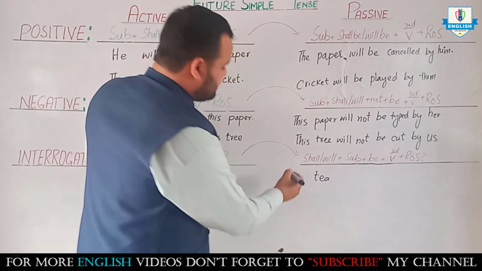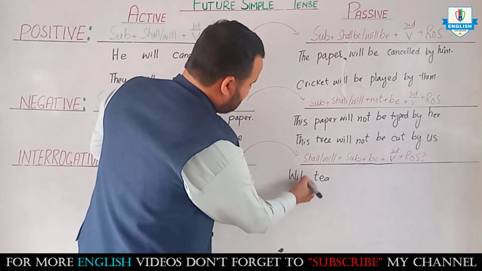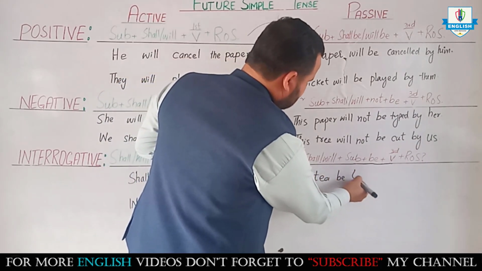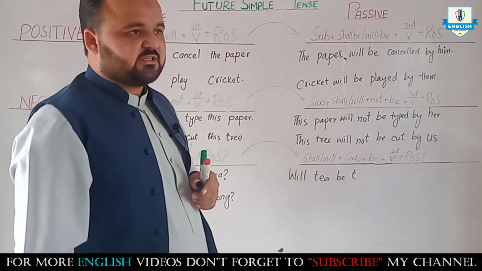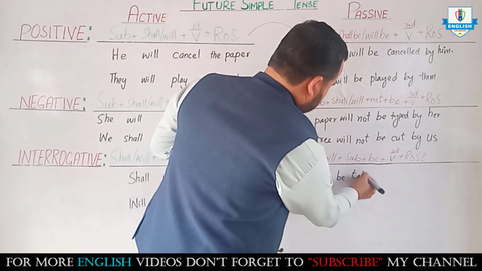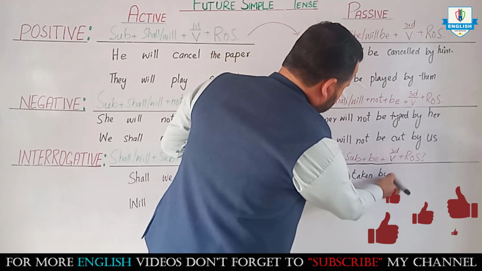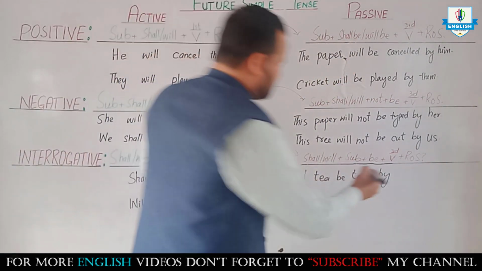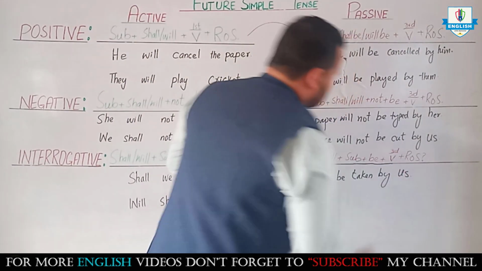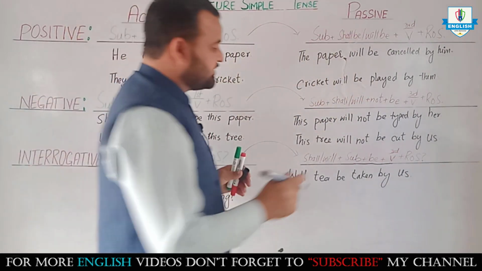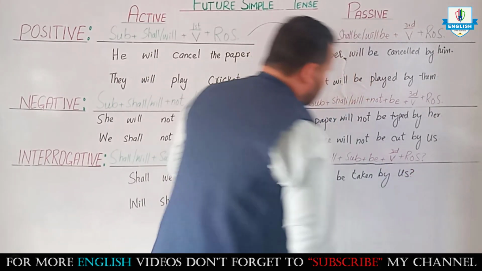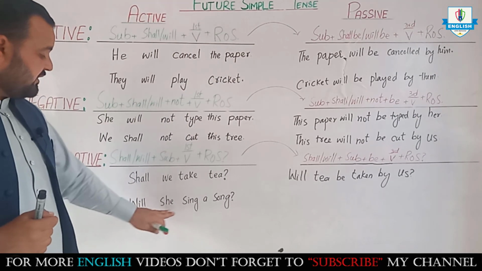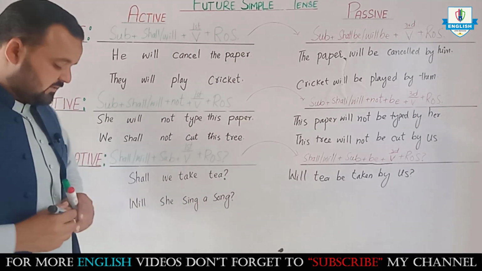Tea. So with tea we will use will. Will tea be, take, took, taken, by a special agent, and we will change to us. I told you us is the objective case of we. There should be a question mark, a sign of interrogation. Got it? Second sentence, will she sing a song?